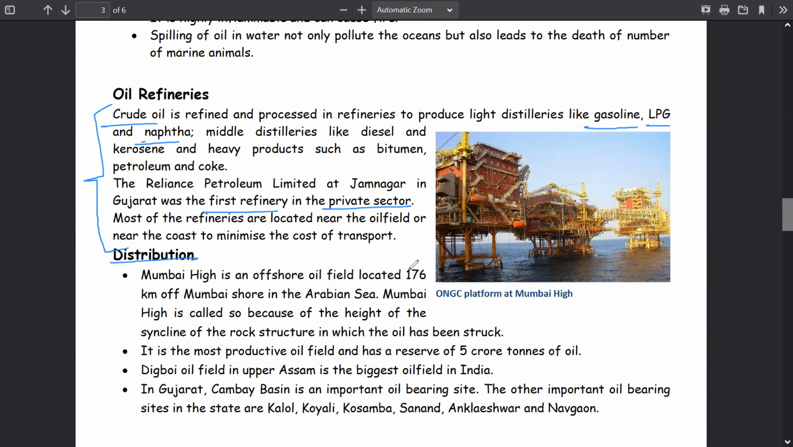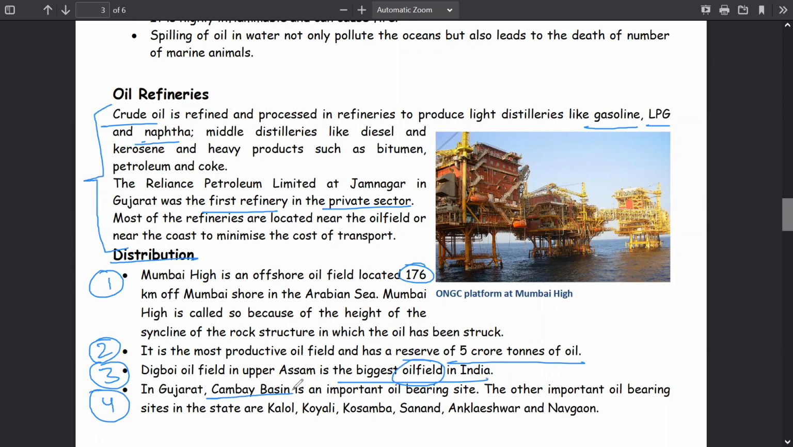Distribution. Mumbai High is an offshore oil field located 176 km off Mumbai shore in the Arabian Sea. It is the most productive oil field and has a reserve of 5 crore tons of oil. Digboy oil field in Upper Assam is the biggest oil field in India. In Gujarat, Cambay. Now, note that there is a difference between oil field and oil refinery. The biggest oil refinery in India and the world is the Reliance Petroleum Limited at Jamnagar, and the biggest oil field in India is the Digboy oil field in Upper Assam.